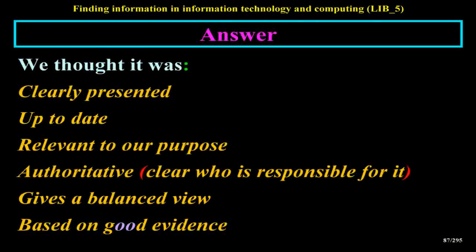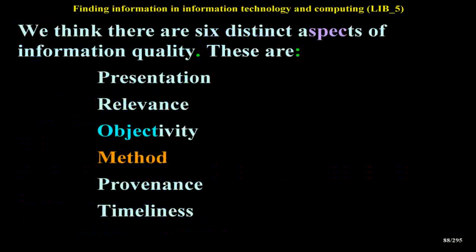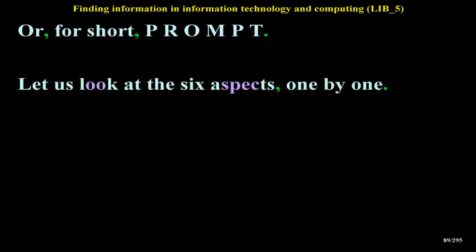Answer: we thought it was clearly presented, up to date, relevant to our purpose, authoritative, clear about who is responsible for it, and gives a balanced view based on good evidence. We think there are 6 distinct aspects of information quality. These are presentation, relevance, objectivity, method, provenance, timeliness, or, for short, PROMPT. Let us look at the 6 aspects, one by one.